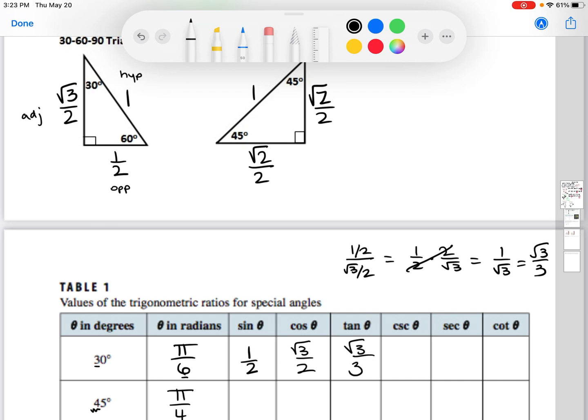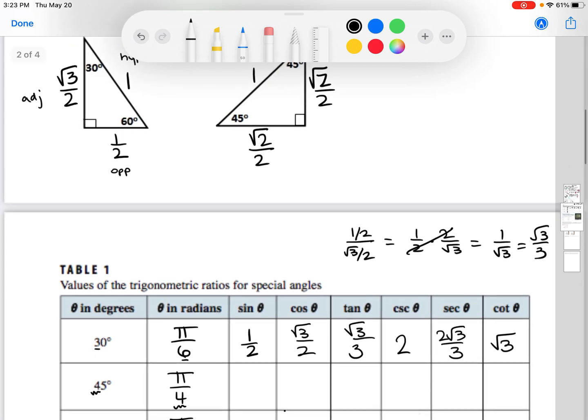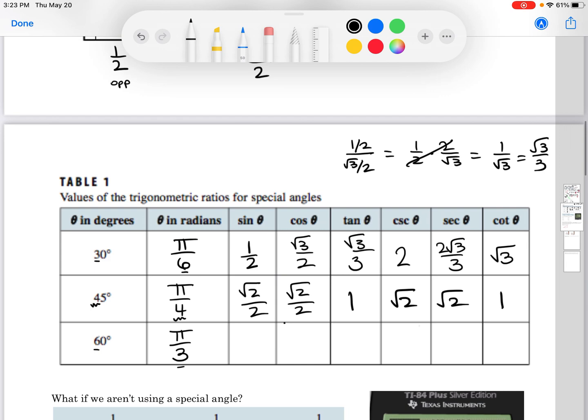And we know for cosecant, secant, and cotangent, we just flip them over. So that's 2 root 3 over 3, and that's just the square root of 3. Now we could do the same for pi over 4. So opposite over hypotenuse is going to be root 2 over 2. Same over here. And tangent is opposite over adjacent, so that's going to give us 1. Again, when we just flip them over to get these answers, they're pretty simple.